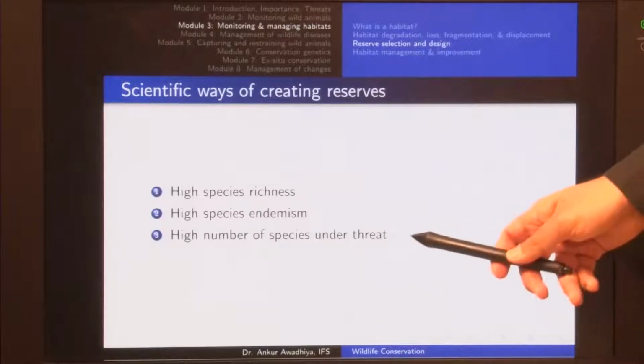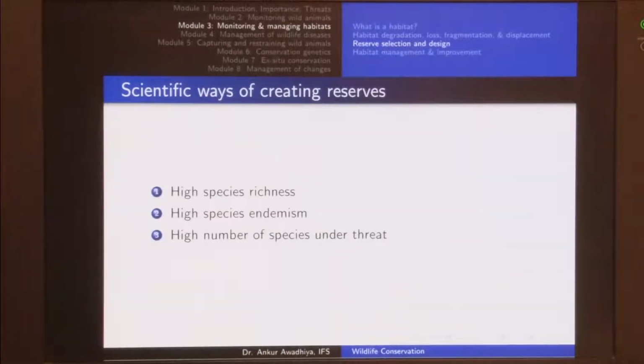Also, the third criterion is that of threat. If you have a high number of species under threat, then it makes sense to create a reserve there to protect those species. Because if you have an area that has very high species richness, a very high species endemism, and there is absolutely no threat there, then it does not make any difference whether you create a reserve or not. Examples could include some of our very small islands which are not inhabited or even visited by human beings, and which have very high species richness and very high species endemism. So, whether we create a reserve there or not would hardly make a difference.